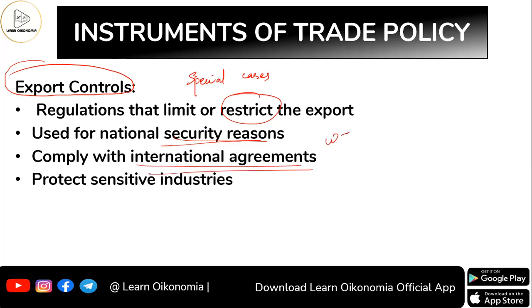WTO is a very famous international organization that regulates world trade. Sometimes the WTO would tell all its member nations to follow certain measures. In that, it might tell a member nation to restrict the export of some specific commodities. This would be protecting some sensitive industries. So as a matter of requirement to comply with some international agreements or to deal with some security reasons, you go for something called export controls.